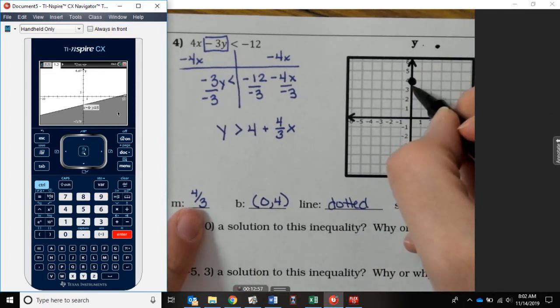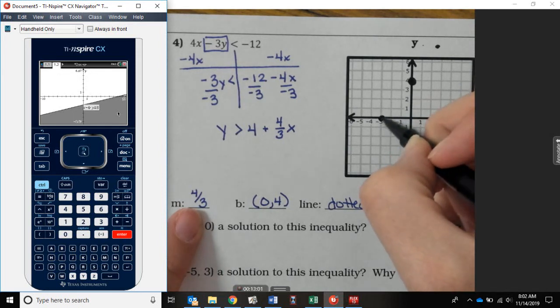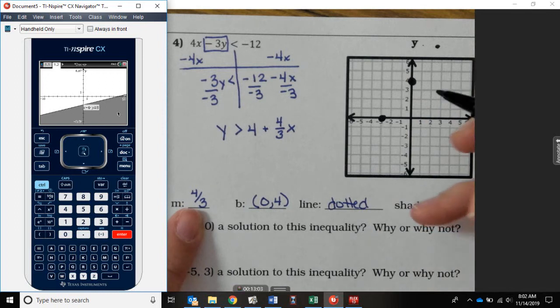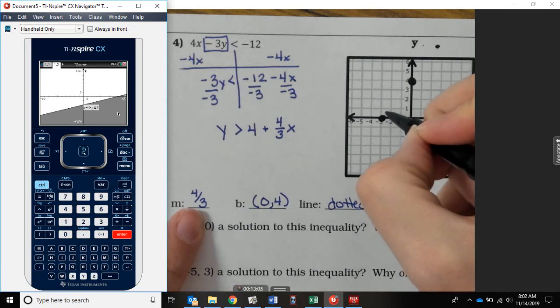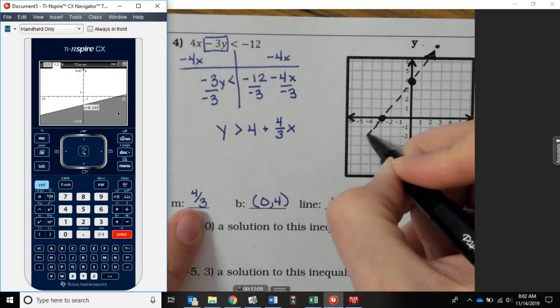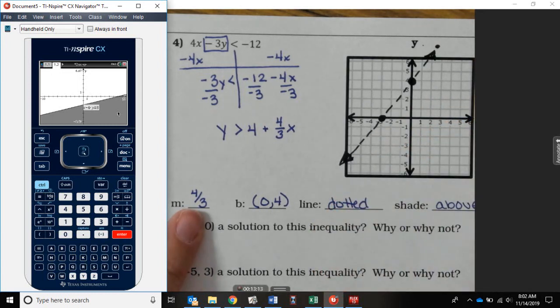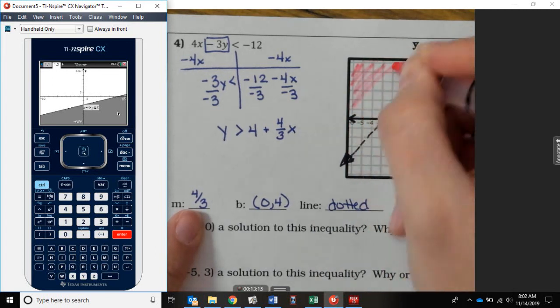But I could go backwards. I could go down 1, 2, 3, 4, back 1, 2, 3. So there you have 2 points that you can use. And since it's a dotted line, put some dashes through there, add some arrows. And we're shading above the line, which is up here.